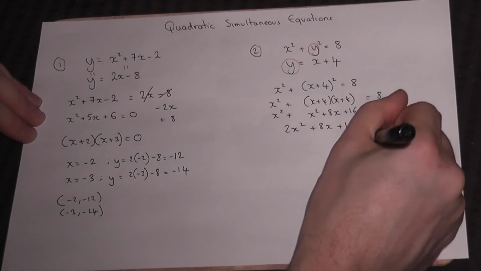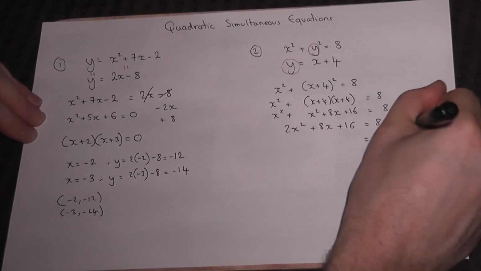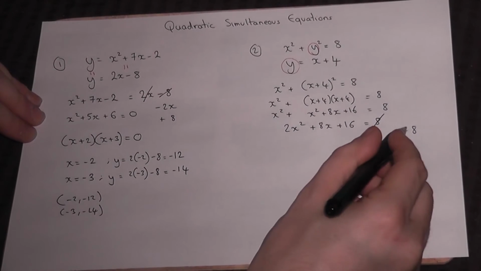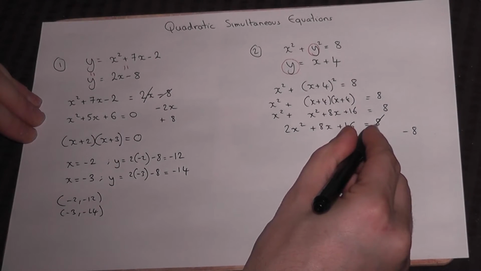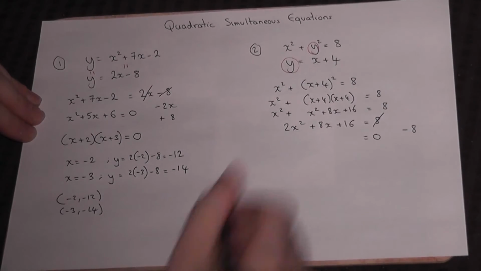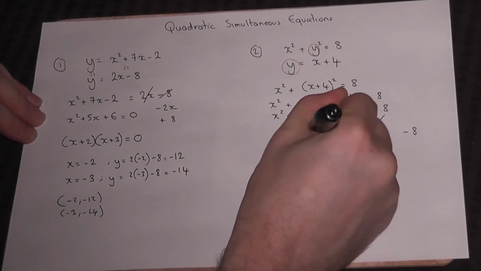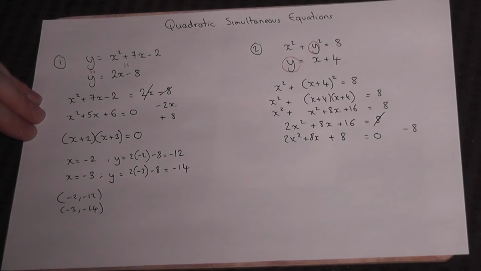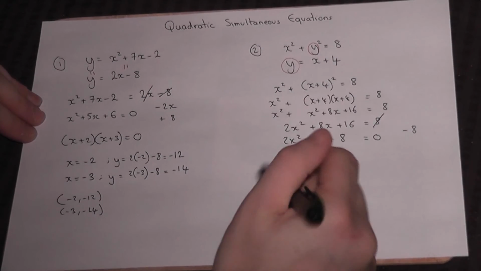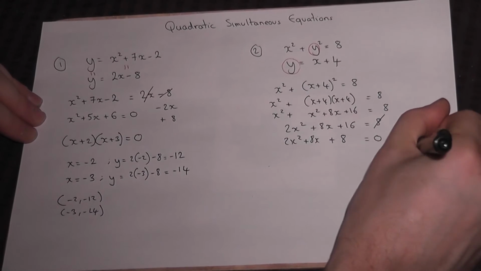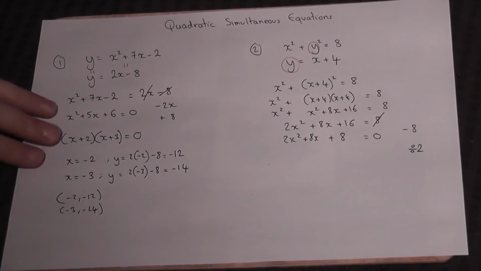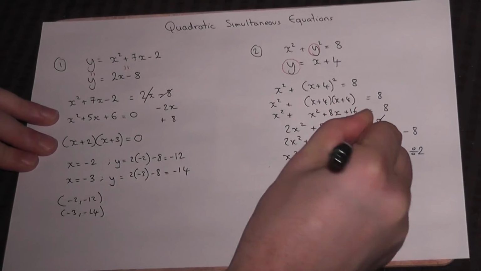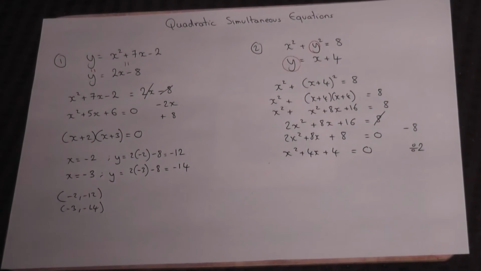We now want it to equal 0, so we must take away 8. So that will cancel off. However, if we take away 8 there, we must do so there as well. So we get 2x squared plus 8x plus 8 equals 0. The next trick is to look for a common factor. I can divide by 2. So I'm left with x squared plus 4x plus 4 equals 0.